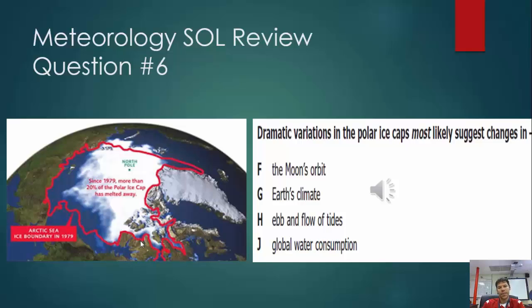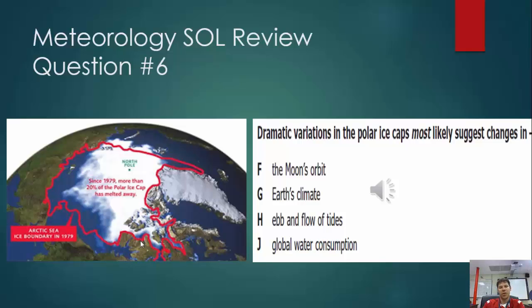It has nothing to do with the Earth's orbit. The Earth's climate, which is the overall global weather patterns over a period of years, well, if it's getting warmer on the Earth, we would have less ice at the caps, so that would be a good answer. The flow of the tides, no, that's not going to be a major contributor here to ice cap melting. And global water consumption, we don't drink the ice caps. So our best answer here is the Earth's climate.